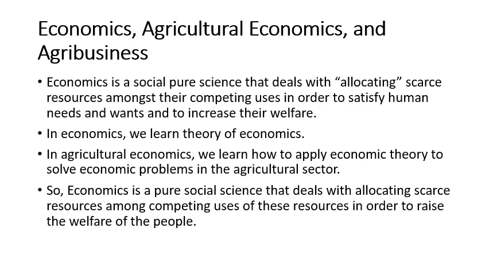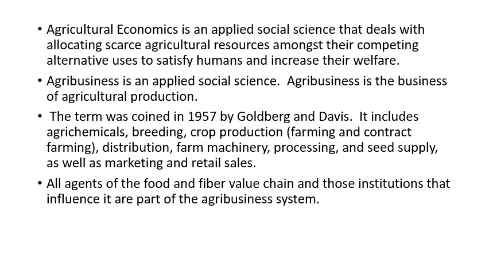So here it says economics is a pure social science that deals with allocating scarce resources among competing uses of these resources in order to raise the welfare of people. Agricultural economics is an applied social science that deals with allocating scarce agricultural resources. Agricultural resources has another name that is called natural resources. Because remember, without nature you cannot produce.